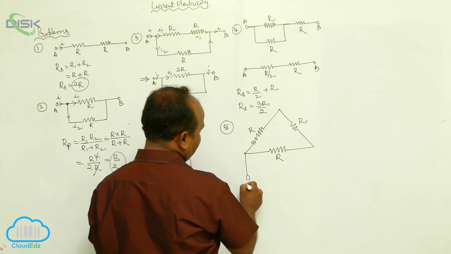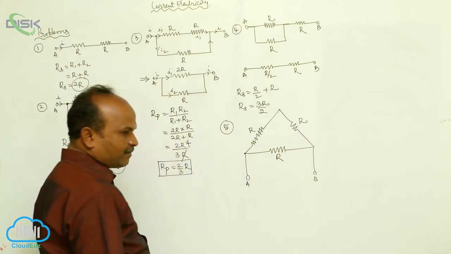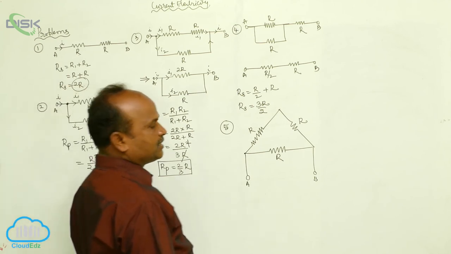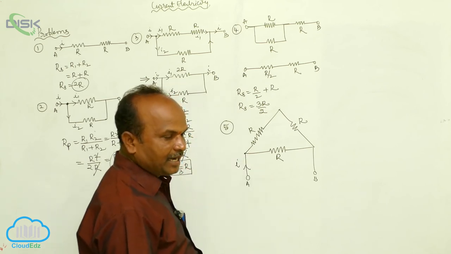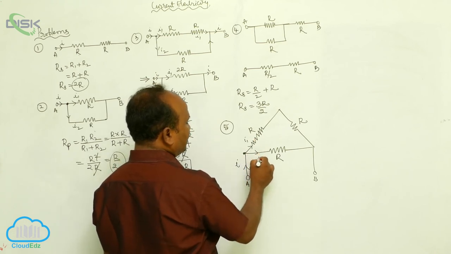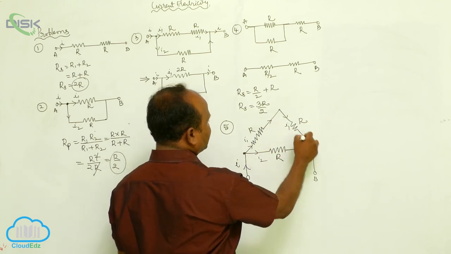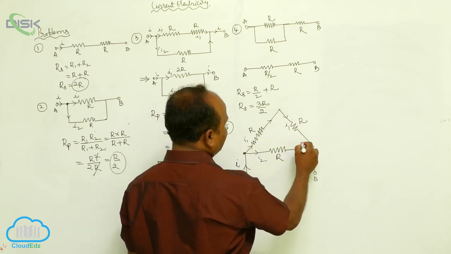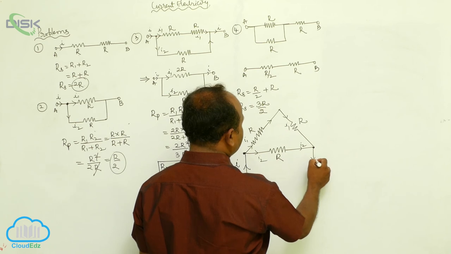Here in this case, the A terminal is there. Here, the B terminal is there. Across any one of the sides, what is the effective resistance? Here, the current is I. At this junction, the current is going to divide into I1 and I2. Through this one, current I1 is there, and through this one, I2 is there. Both are combined to form I here.